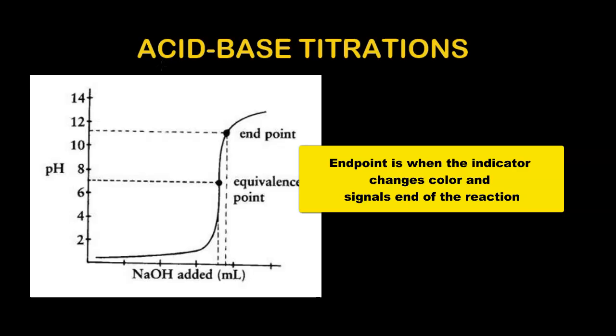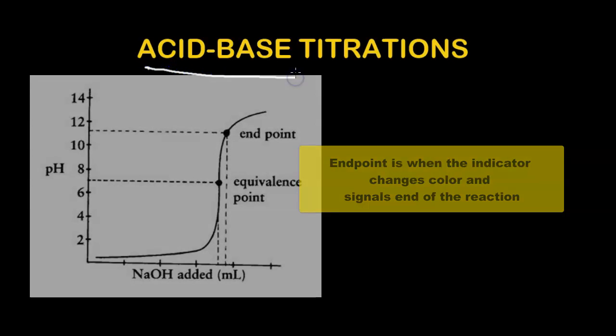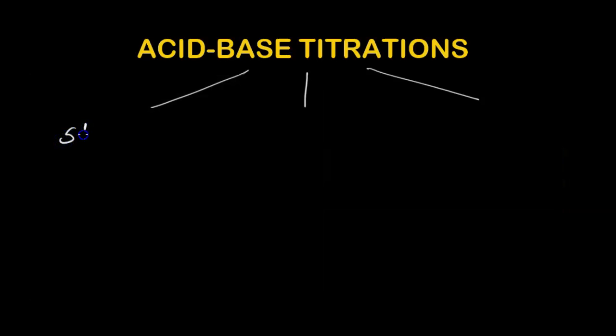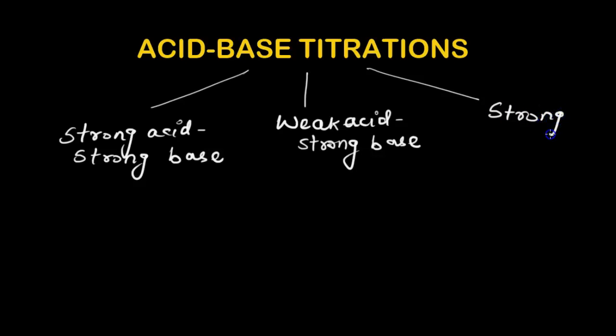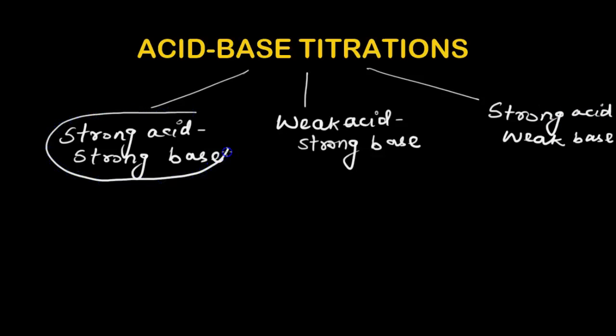Now, acid-base titration is of three types. One is called strong acid, strong base titration, where both the acid and the base are strong. The other is called weak acid, strong base titration. In this type of titration, the acid is weak and the base is strong. And the last one is strong acid, weak base titration. In this lesson, we will discuss the calculation based on strong acid, strong base titration.